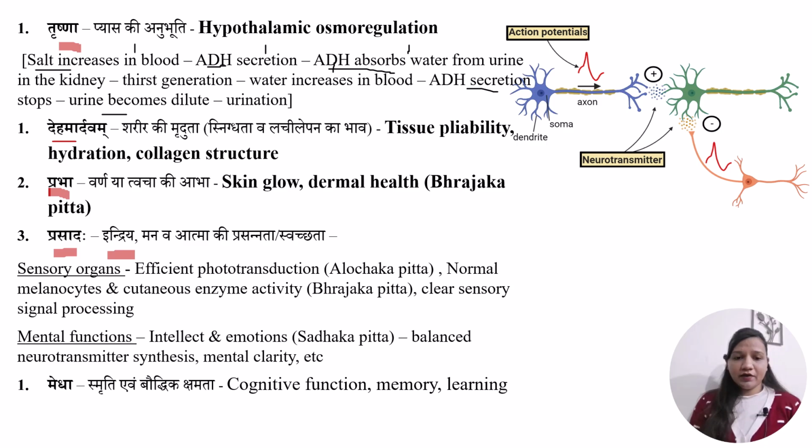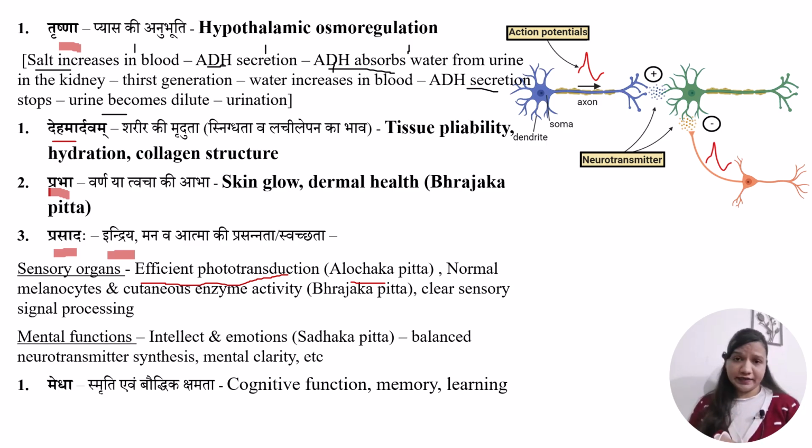So efficient phototransduction is done by Alochaka Pitta. We know that Alochaka Pitta resides in the eyes, and it is responsible for efficient phototransduction or efficient vision power, vision capacity. What is phototransduction? You need to understand it first. Phototransduction is the biochemical process by which light energy is converted into electrical signals in the rods and cones of the retina.